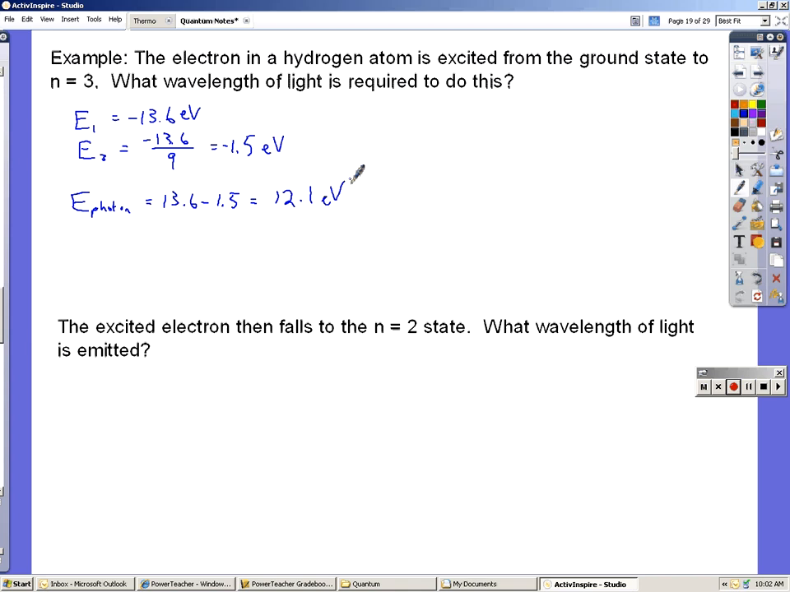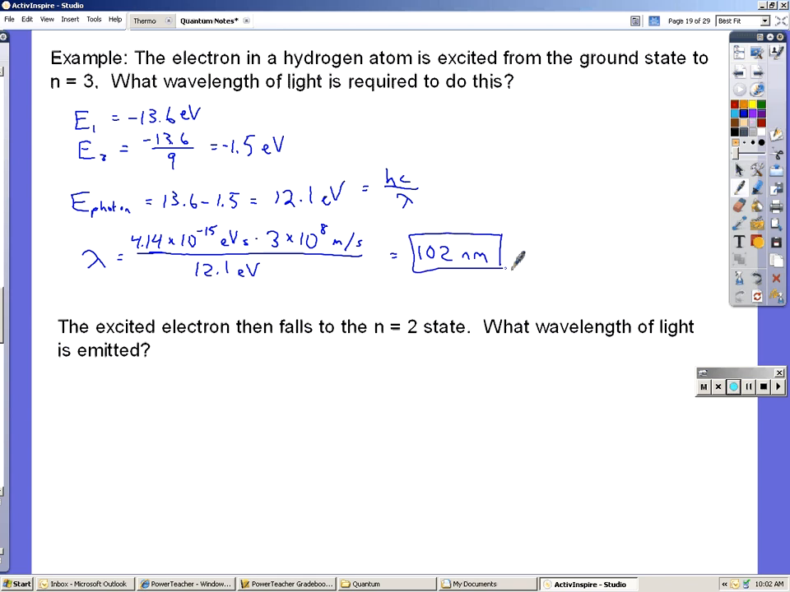And then we just say, okay, that equals hc over lambda. Lambda equals 4.14 times 10 to the negative 15th eV·s times 3 times 10 to the 8th, divided by the energy, which is 12.1 eV. And that gives us a wavelength of 102 nanometers, which is well into the ultraviolet.